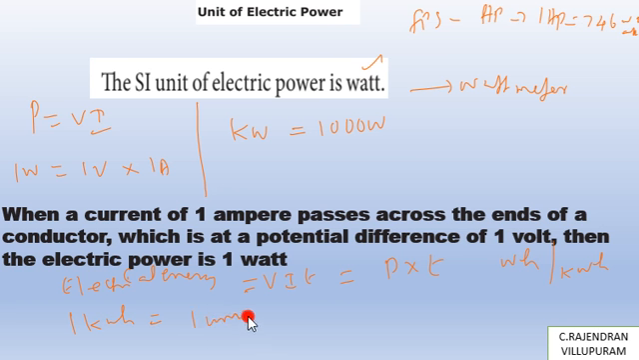That means if a device of 1000 watts power is used for 1 hour, the amount of energy consumption is equal to 1 unit, which is equal to 3.6 into 10 power 6 joule. That is already given in your book. So this may be asked in a 2 mark question: define electric power, or define electric energy, or define watt, or define kilowatt hour.